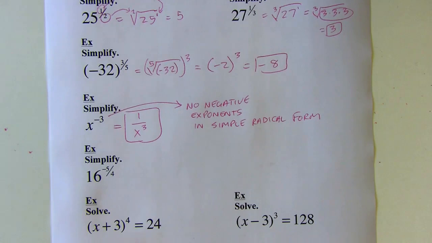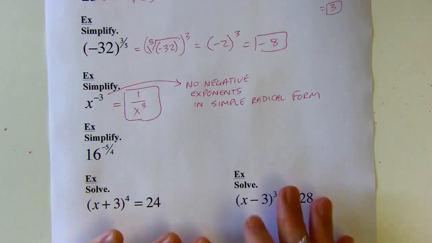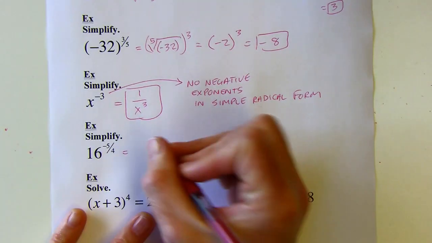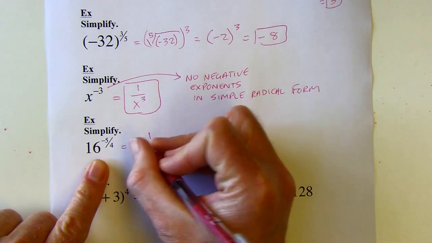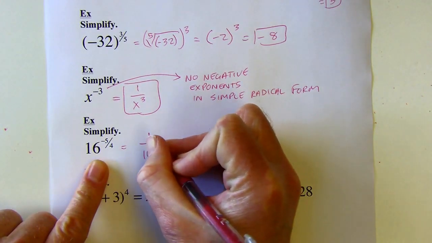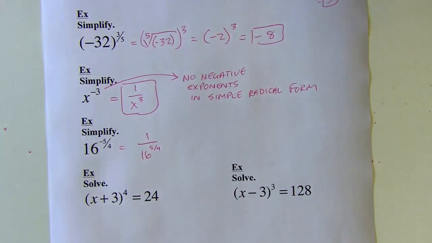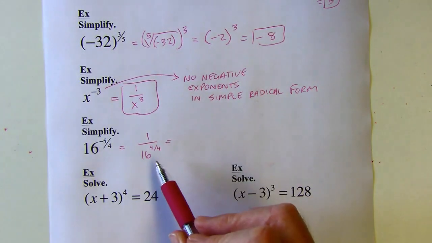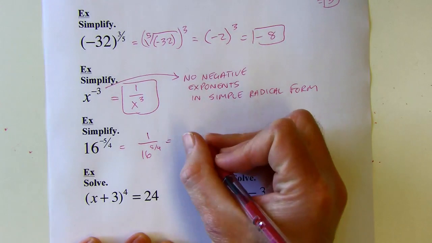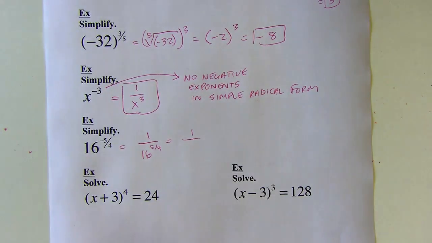All right, so I've got a negative exponent on this next one. So the first thing I'm going to do is rewrite this with a positive exponent the same way I did up here. So this will be 1 over 16 to the 5/4. Okay, so there's step 1. Now I'm going to rewrite the denominator as a radical. So I'm going to leave the top alone for now, the numerator.